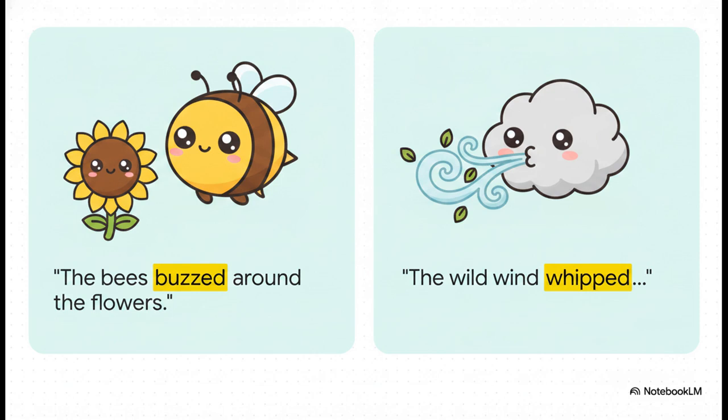For onomatopoeia, the bees buzzed around the flowers. The bacon sizzled in the pan. The words literally sound like the action that's happening. For alliteration, Peter picked a peck of pickled peppers, and the wild wind whipped through the valley. The repeating P and W sounds give the sentence this undeniable rhythmic momentum.